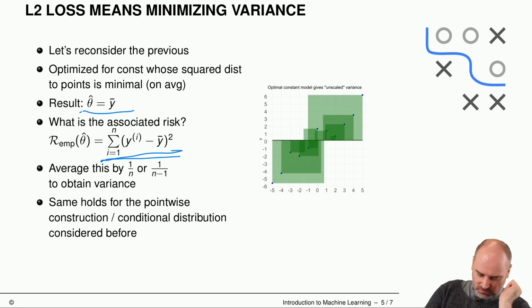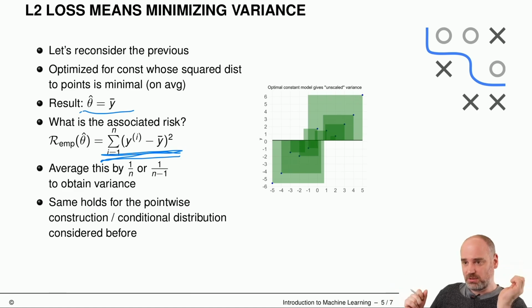Well, we are still using L2 loss, right? So this here is now my risk. It's the sum over all of the squared distances between my constant y bar, which I'm using for prediction, and my observed ground truth labels. So I'm summing all of this up now. So it's the sum of all of these squared residuals. And why not maybe average them? Just for good measure. So I can divide this by n or n minus 1, doesn't matter for now.